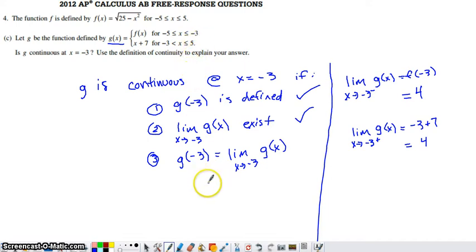And then the last part, the limit as we approach -3, this value right here, is equal to 4 based on the fact that these one-sided limits were the same. What's g of -3? Well, g of -3 equals f of -3, right? When you are at -3, this is the definition that you're using for g of x. So g of -3 equals f of -3 equals 4, which means, yep, check mark beside that. We satisfy all three pieces of the definition of continuity. G is definitely continuous at -3.